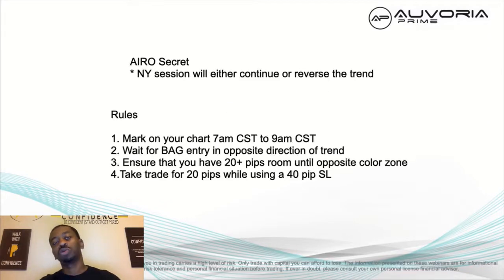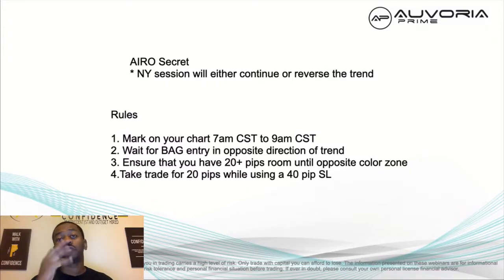Let's go. So, an Arrow secret. During New York session, price will either continue or reverse the trend. So wherever the trend is, it's either going to continue during New York session or it's going to reverse. That's how the market moves. There's always a reversal, there's always a continuation. It's about finding the right timing to find the proper entry.